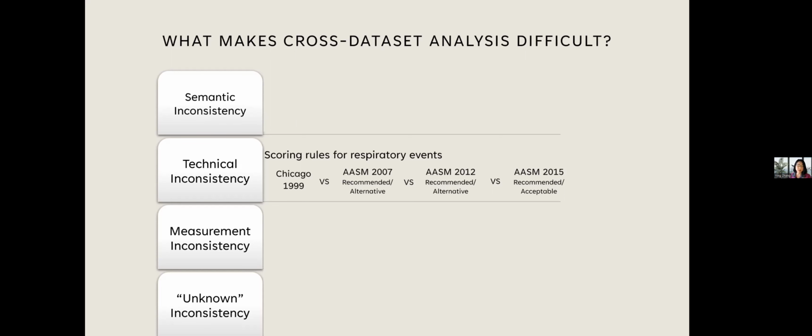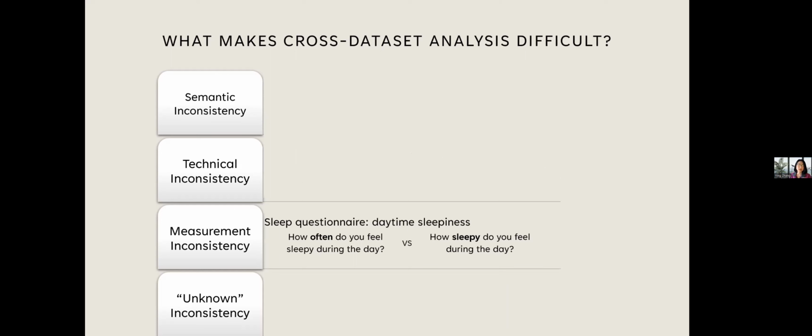So that's the technical inconsistency. And then another kind is called measurement inconsistency. We see that a lot in sleep questionnaires. Even when you measure the same concept, here the example is daytime sleepiness. In some data sets, they might ask, how often do you feel sleepy during the day, which is a frequency type of measurement, versus how sleepy do you feel during the day, which is a severity kind of measurement. And it's not very clear for an average user how these two can be compared and how to use them together in their analysis.